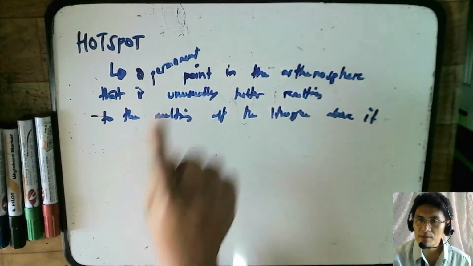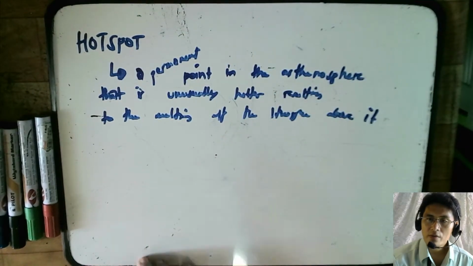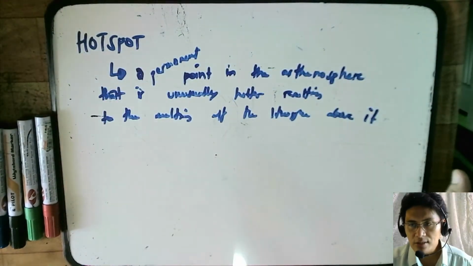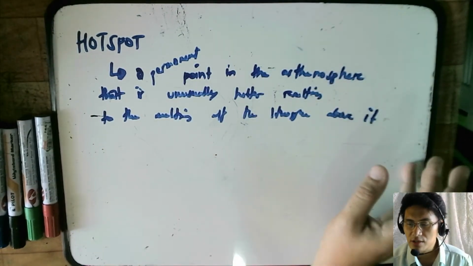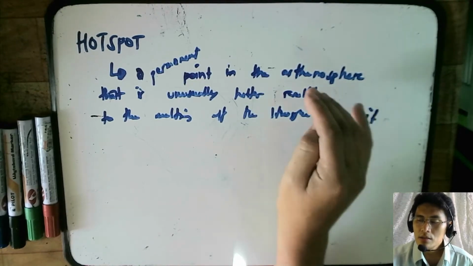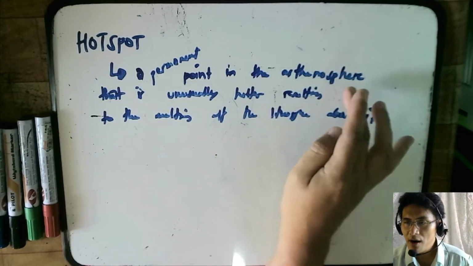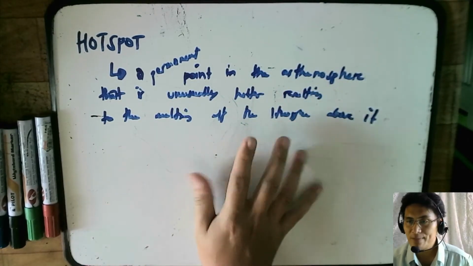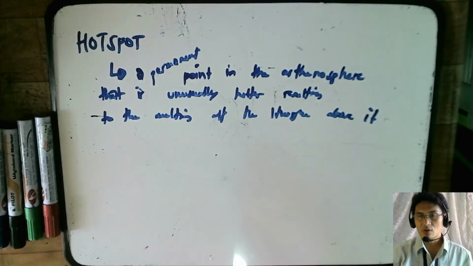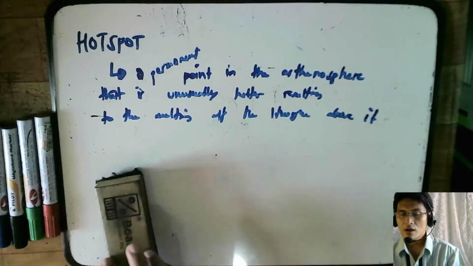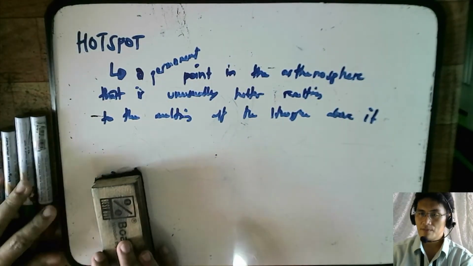It's a permanent point in the asthenosphere that is hotter. Even if the asthenosphere is already hot, it's even more hot than the rest of the asthenosphere. And meaning, if it's more hot, it melts the lithosphere, it punches through the lithosphere, even without convergent boundaries. So by the sheer heat, it melts the lithosphere.